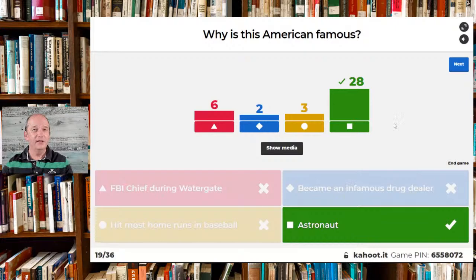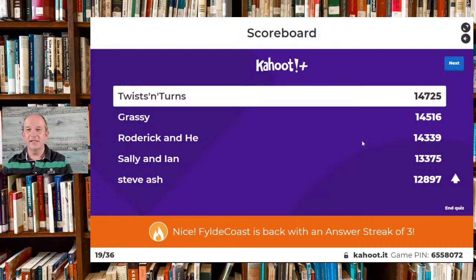You have to wonder, how did they decide that? How did they think, right, should we draw straws for this or what? Who's not going to get down there? Anyway, let's see what they did to the leaderboard. There we go. Steve Ash is creeping into fifth place there. Well done, Steve. And Filed Coast has a streak of three, but the leaderboard is mainly unchanged there. Let's move on. Let's have a look at the next question. And I was very careful with this one. And looking at some of the people I've got in the chat, really pleased with that. Here we go.